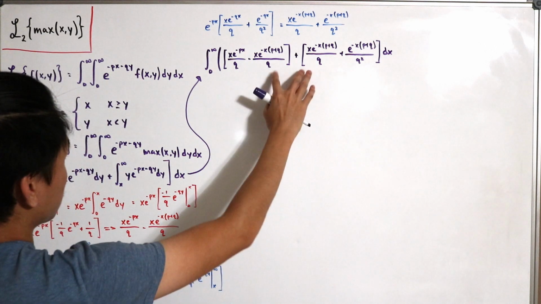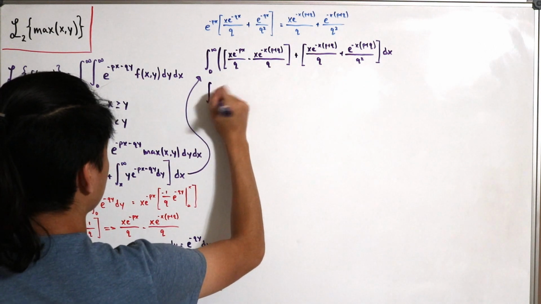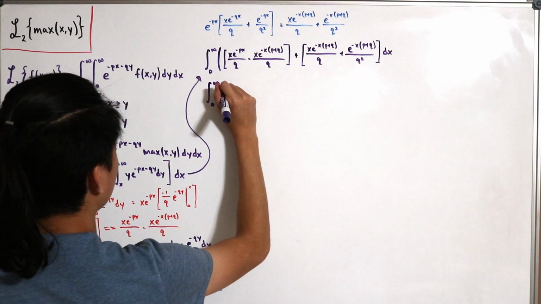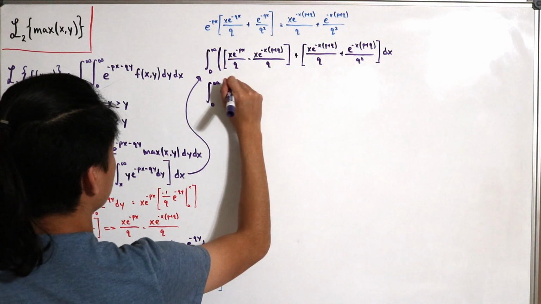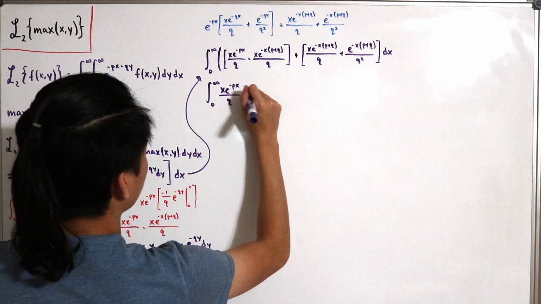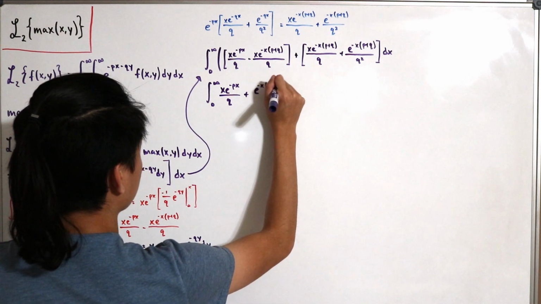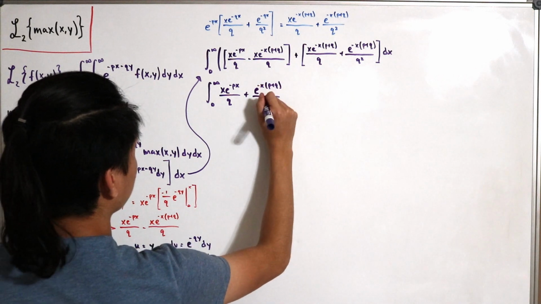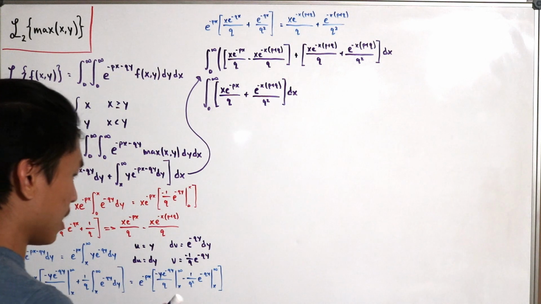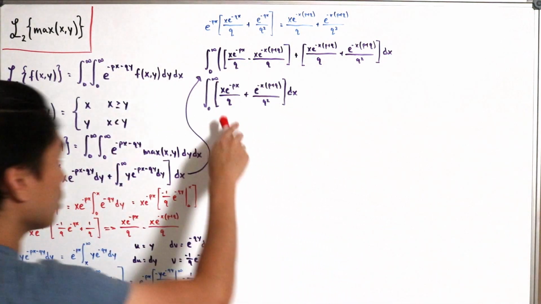So notice that these two terms cancel each other out over here. So now all we're left with is the left of the expression and the right. So we have x e^(-px)/q, and then plus e^(-x(p+q))/q² dx. Now the last thing we have to do is calculate this integral.